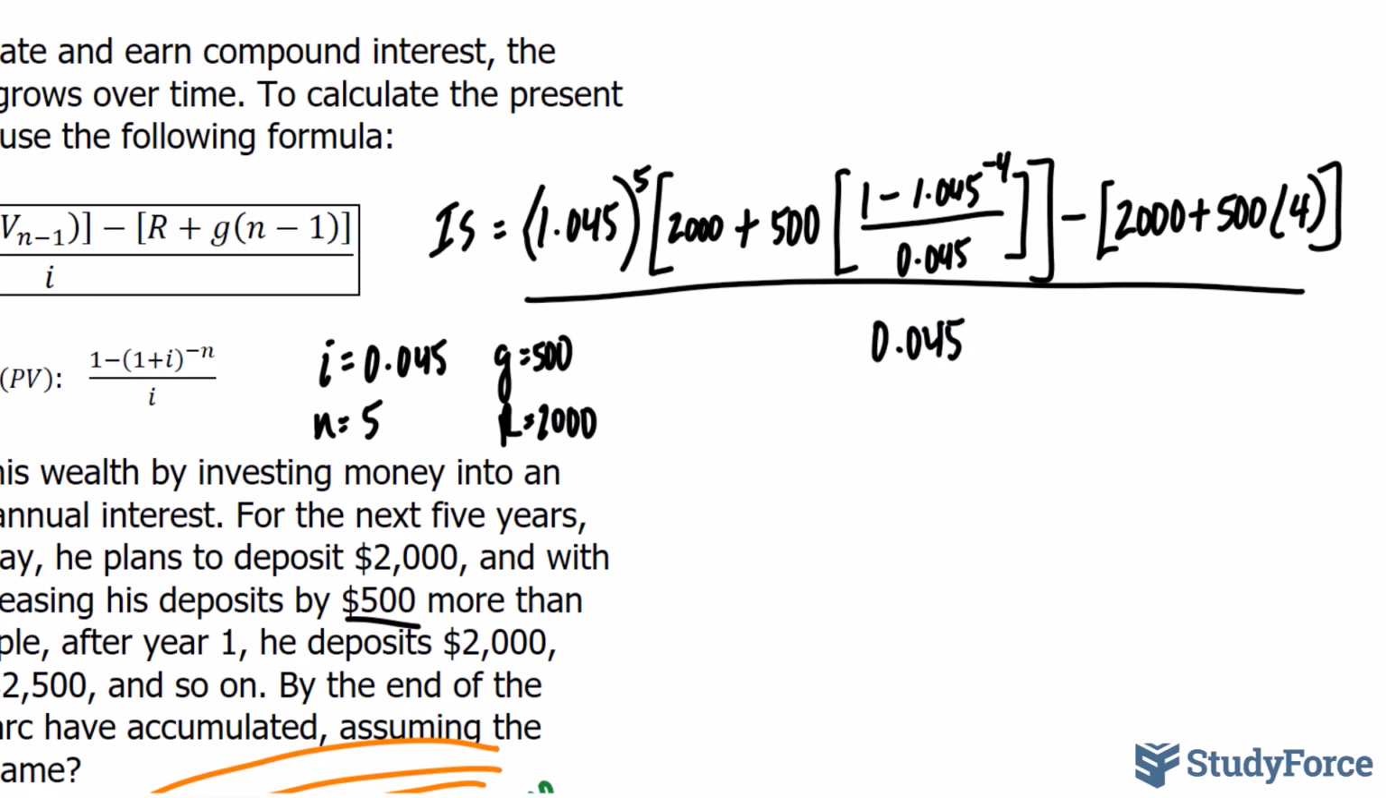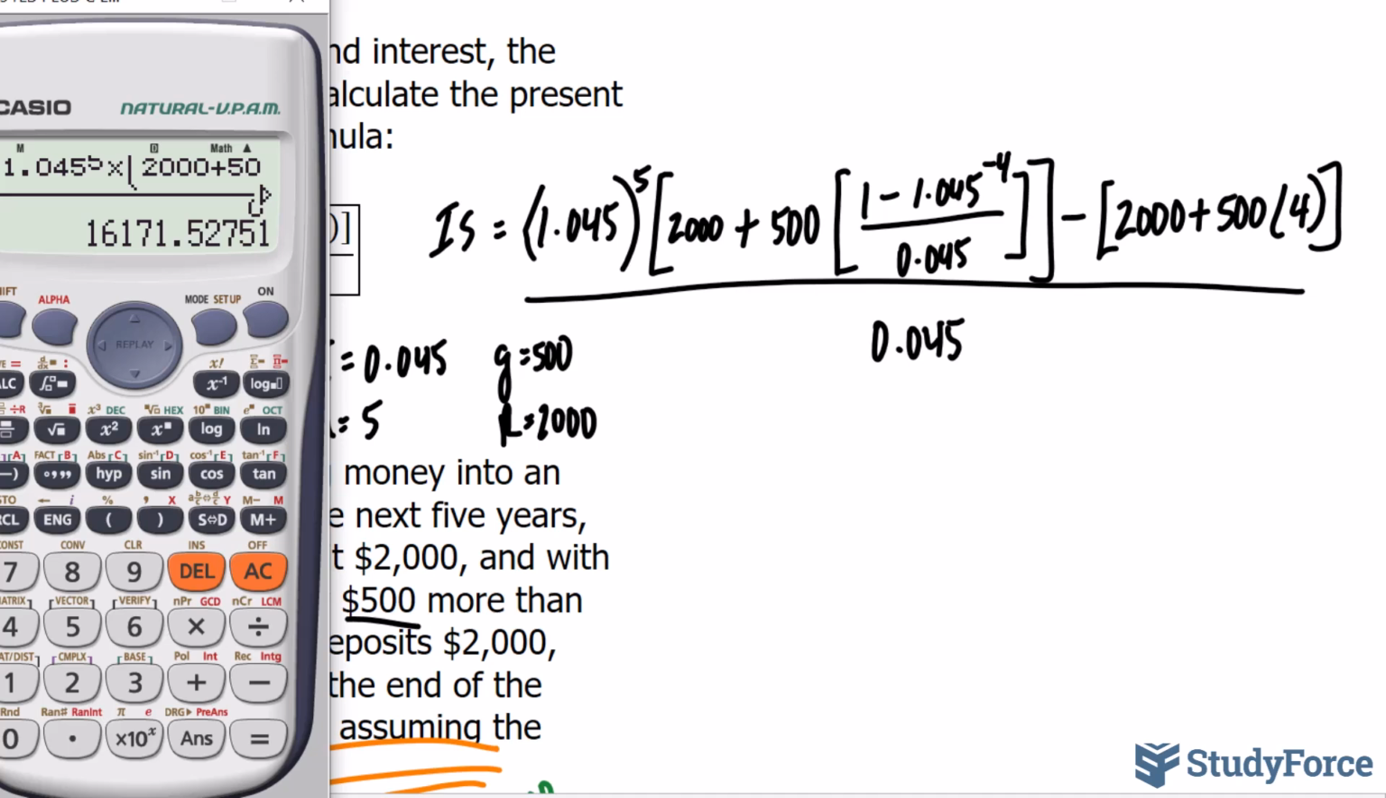Once you've set up your formula like this, you want to go ahead and substitute this all into your calculator. Now, if you do it correctly, you'll end up with a value of 16,171.53. Or in other words, Mark's wealth will have accumulated to $16,171.53 at the end of the 5th year.